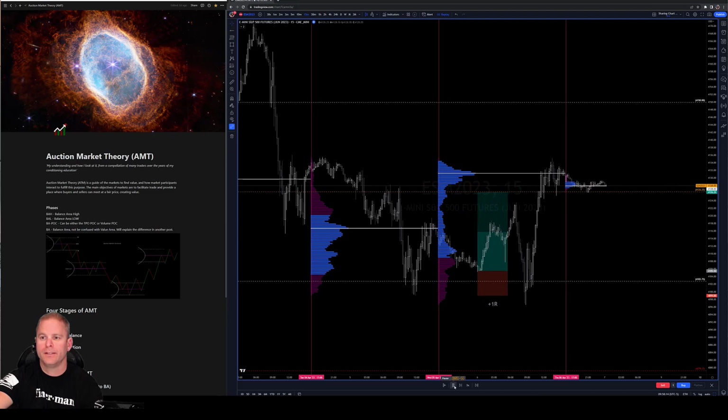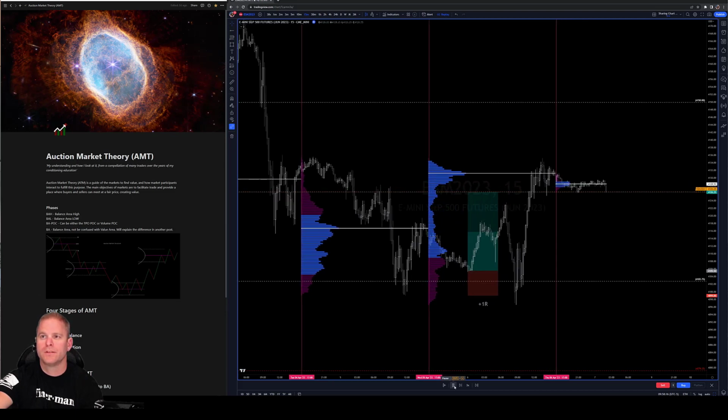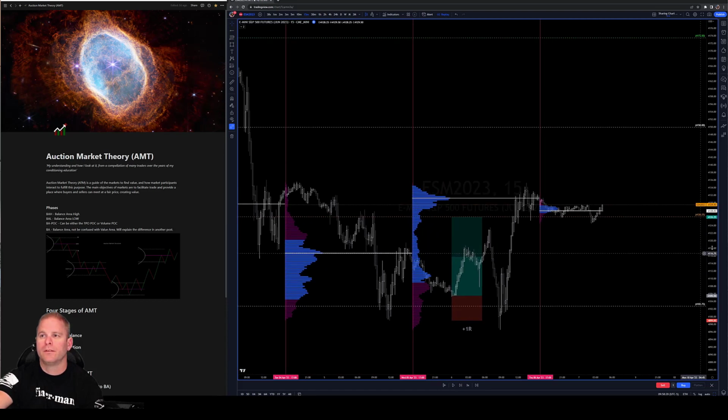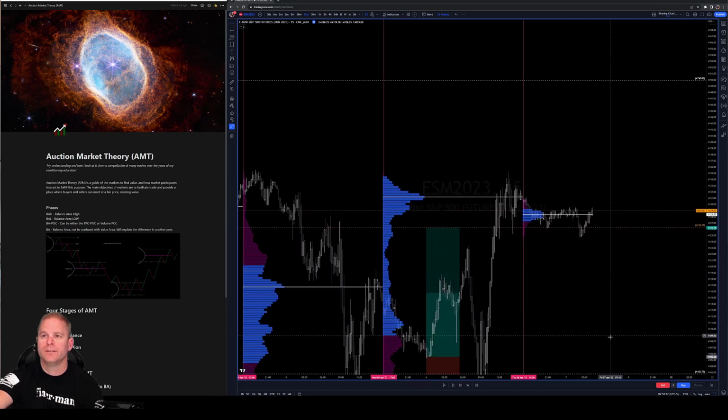Overnight's pretty flat. London's about to open. And that's one of my favorite setups right there. You see how price was respecting this 50%, the midline. You get the stop run below this swing support right here, below this one. That one held.